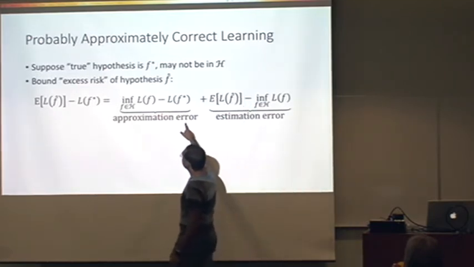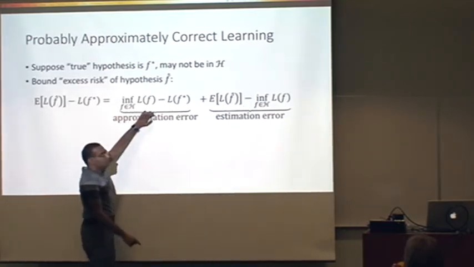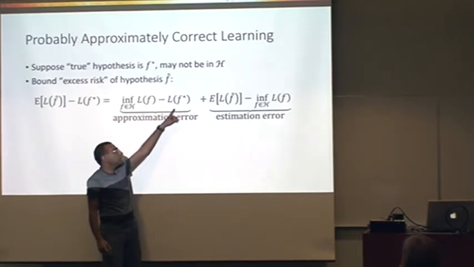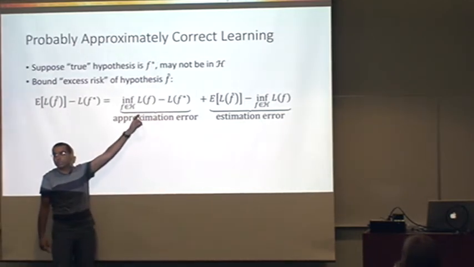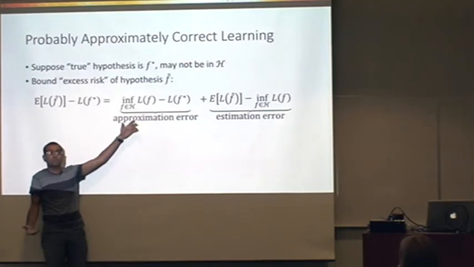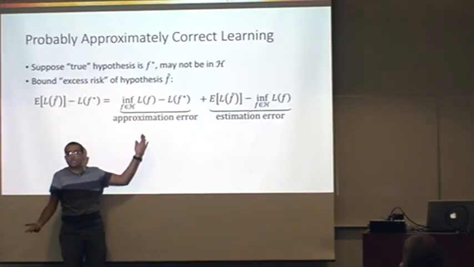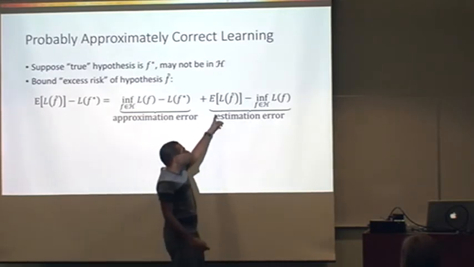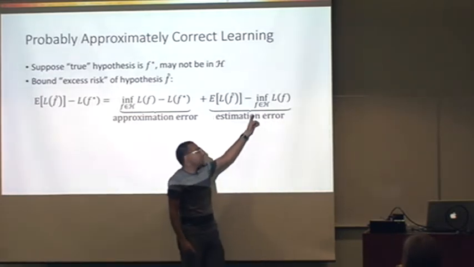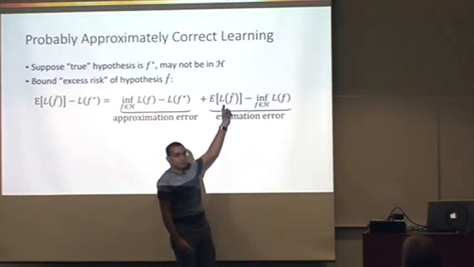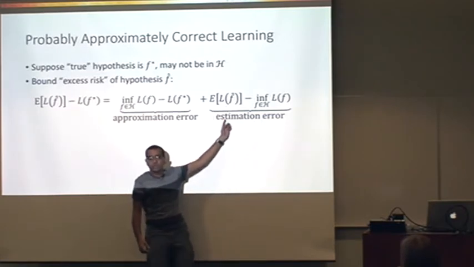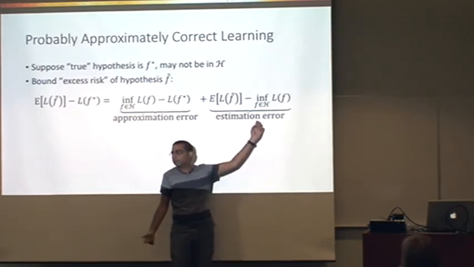And this term is called the approximation error. It's the difference between the loss that you would have on the true hypothesis and the best you can do in your hypothesis class, right? So this is not something you can really reduce without increasing the size of your hypothesis class. It tells you the best you could do. This is called the estimation error, and this is basically the difference between the risk of the hypothesis you picked versus the best hypothesis you could have picked, right?